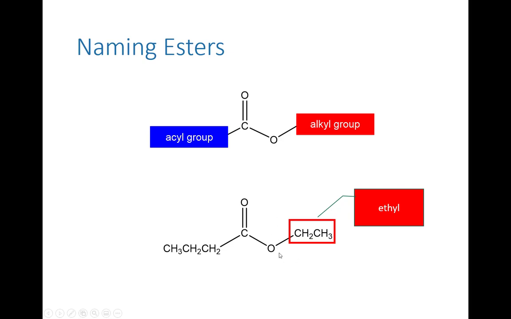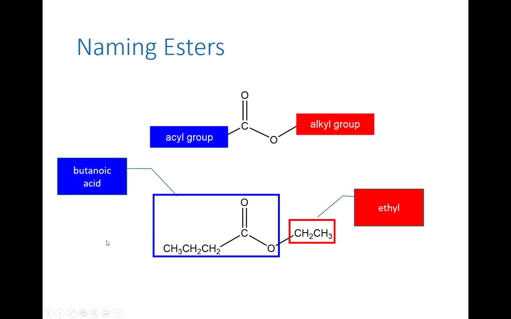Now we look at this next part and we pretend it's a carboxylic acid for a moment. So pretend there was a hydrogen there. What carboxylic acid would this be? Well, 1, 2, 3, 4. 4 carbons long, it would have been butanoic acid. And as I said, we changed the ending from ic acid to ate. So butanoate. So now we just put the alkyl group and the acyl group together. So the name of this compound is ethyl butanoate.